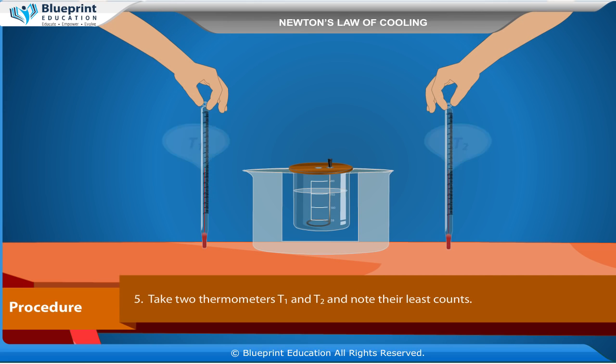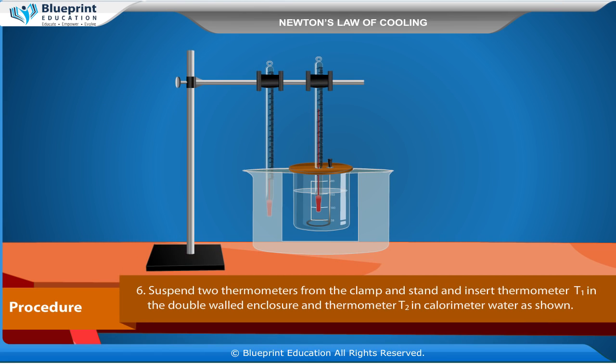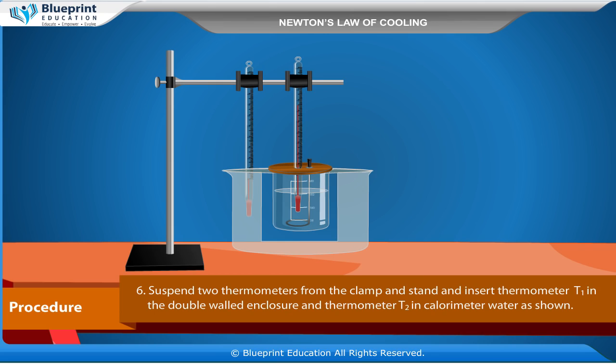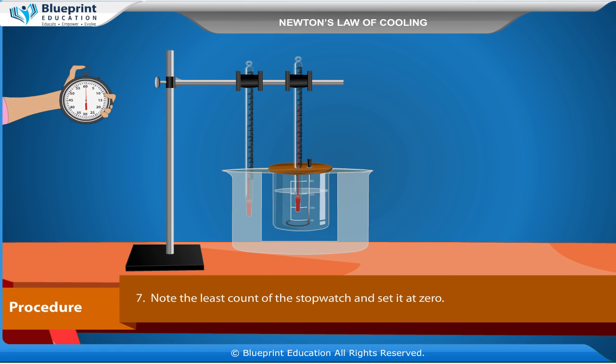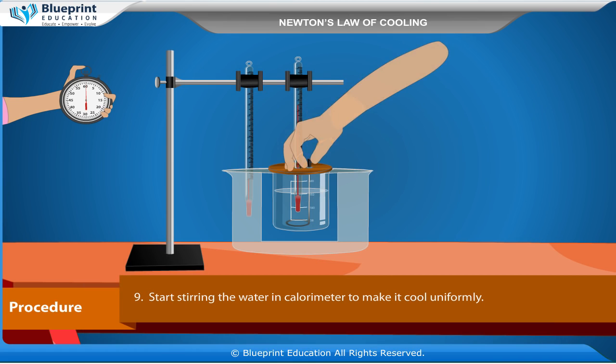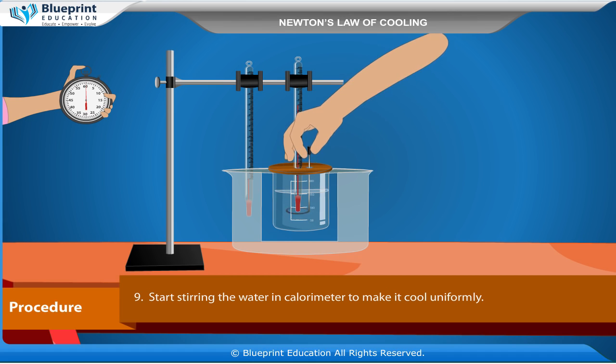Take 2 thermometers, T1 and T2, and note their least counts. Suspend 2 thermometers from the clamp and stand and insert thermometer T1 in the double-walled enclosure and thermometer T2 in calorimeter water as shown. Note the least count of the stopwatch and set it at 0. Note the temperature of water theta 0 with thermometer T1 in enclosure. Start stirring the water in calorimeter to make it cool uniformly.